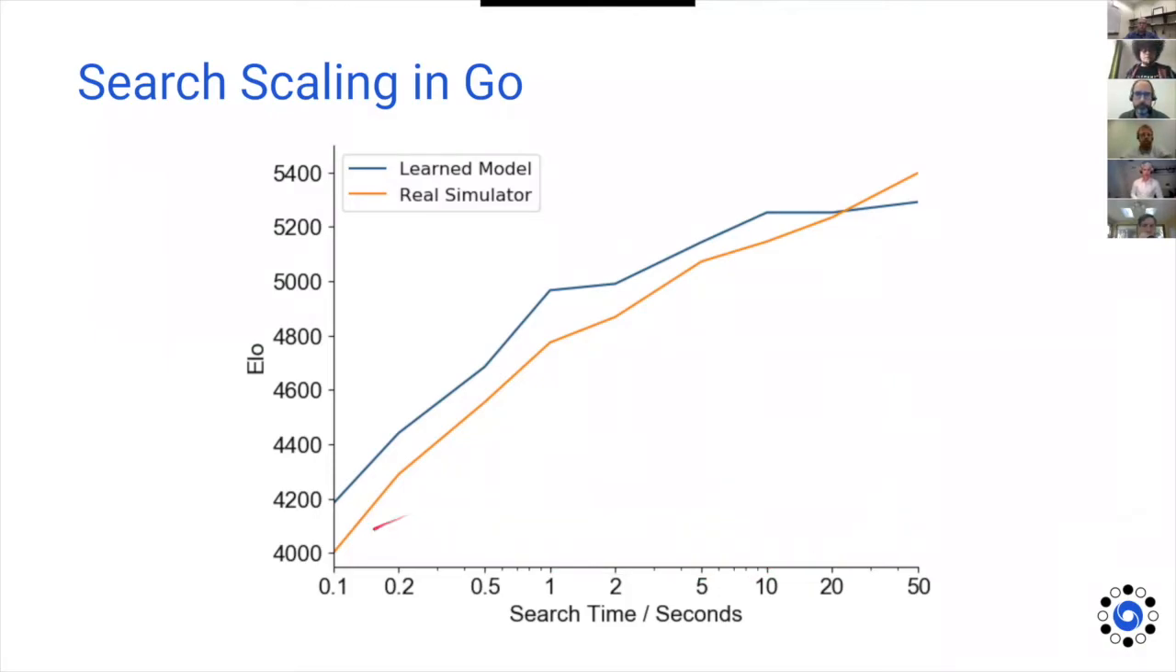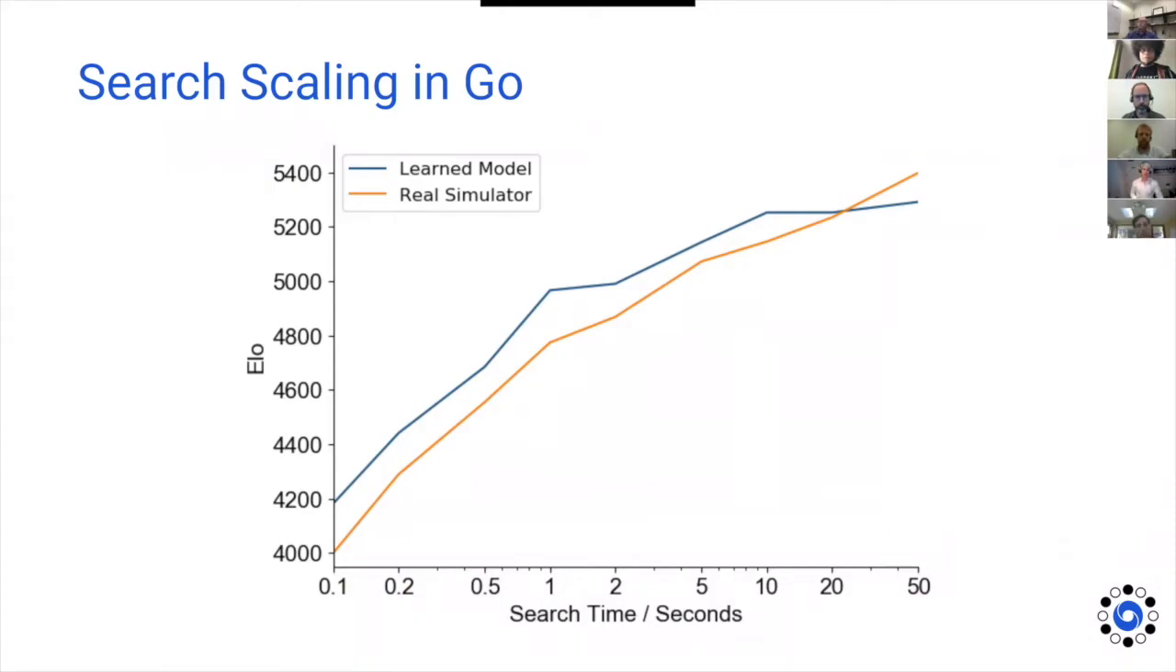So in this plot, you can see on the y-axis the playing strength in ELO, versus the x-axis, which shows how much time was given per move, which means how much search we could do. The training budget was 0.1 seconds, and we evaluated up to 2.5 orders of magnitude more search. And indeed, as we can see, the search scales extremely well. We can obtain 1,000 ELO improvement by simply scaling up how much we search.